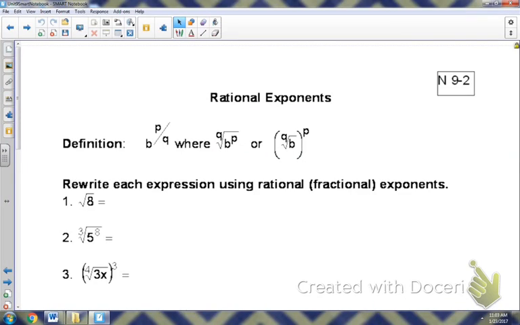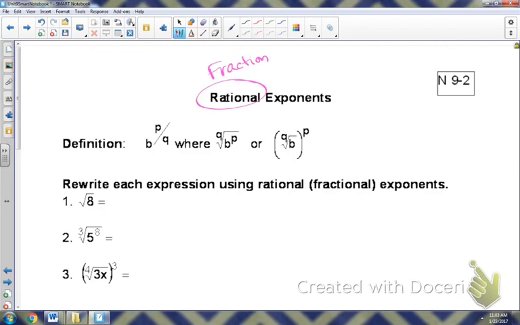Okay, so on notes 9-2, we're going to be looking at rational exponents. What rational means is that you have a fraction. So we've already talked about laws of exponents. Now we're going to be looking at fractions that are exponents.